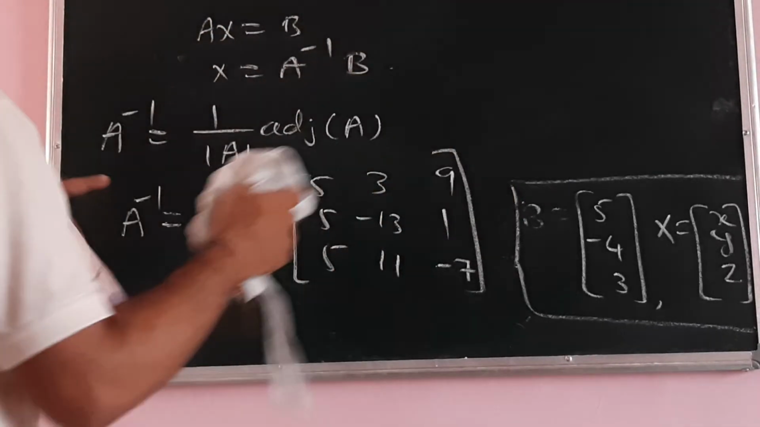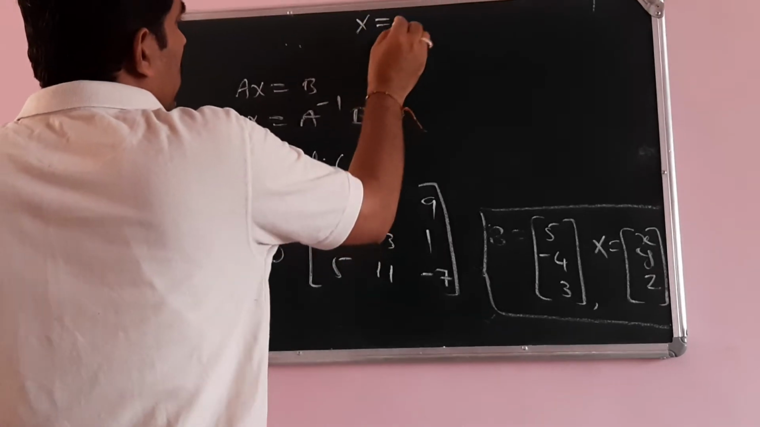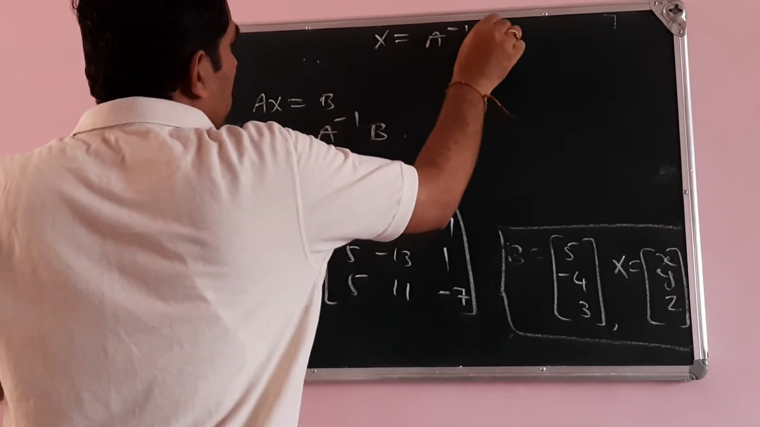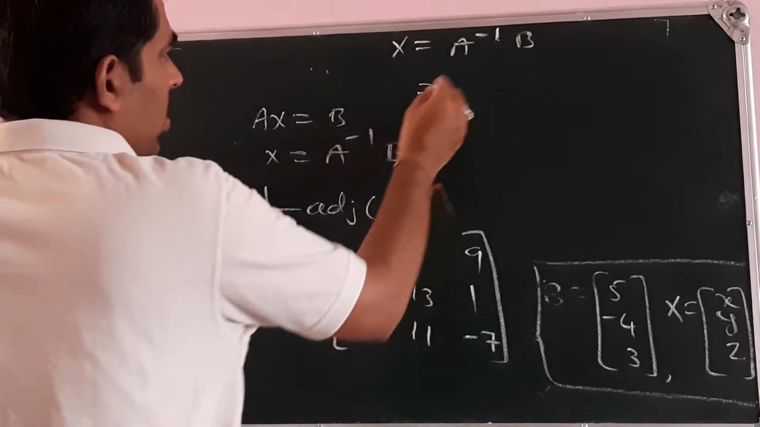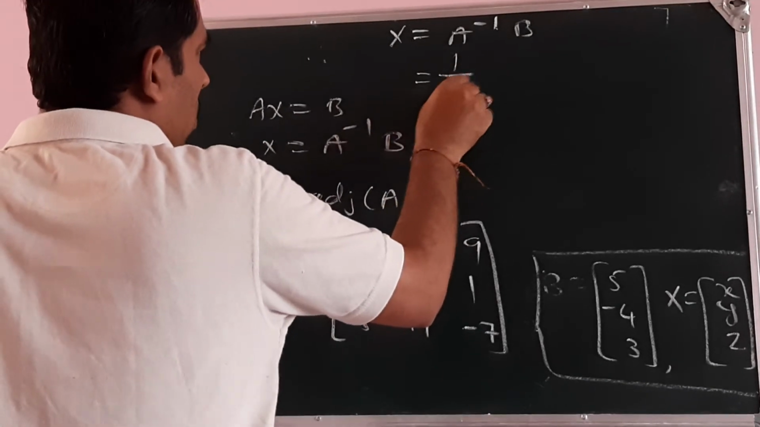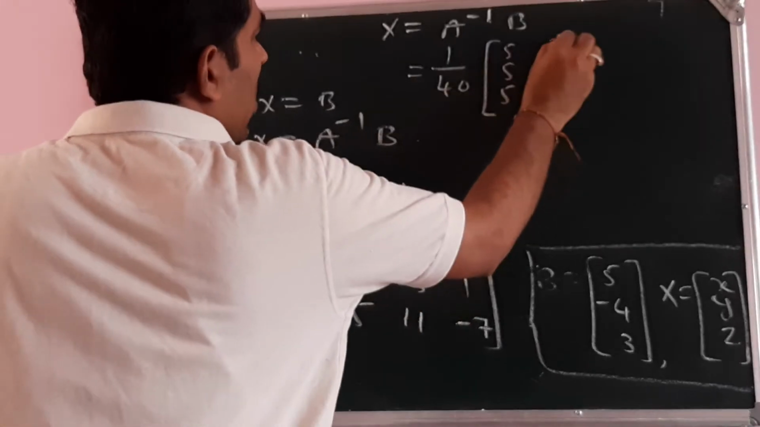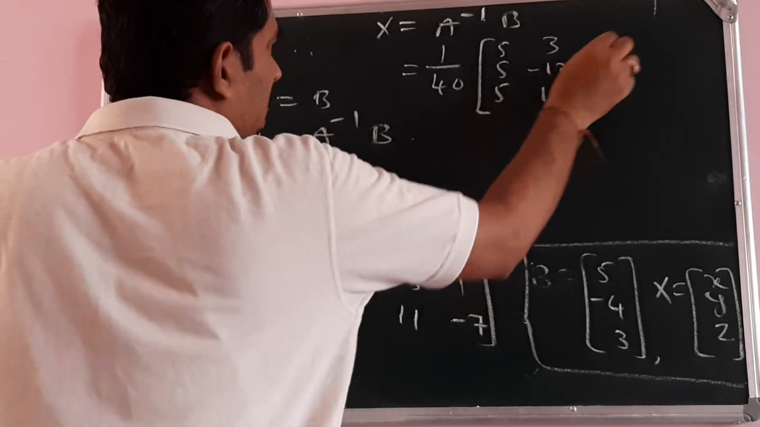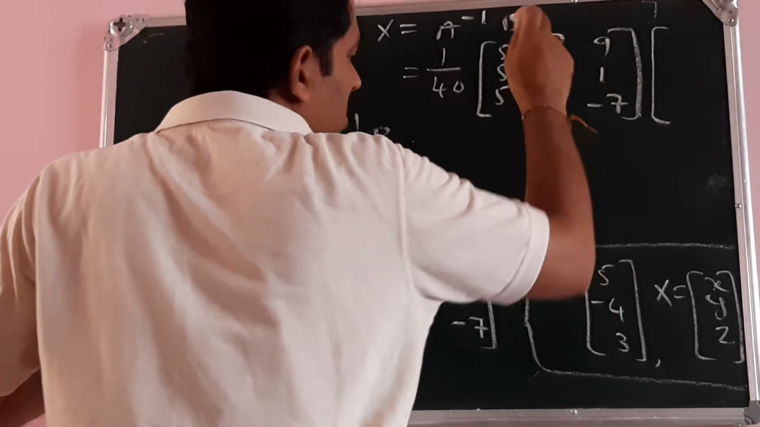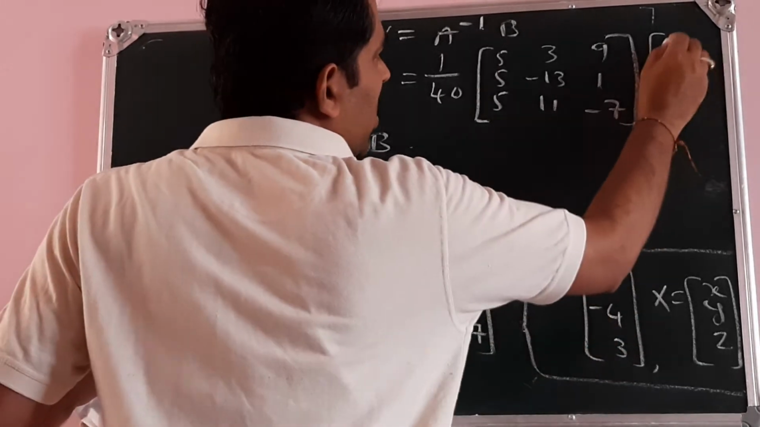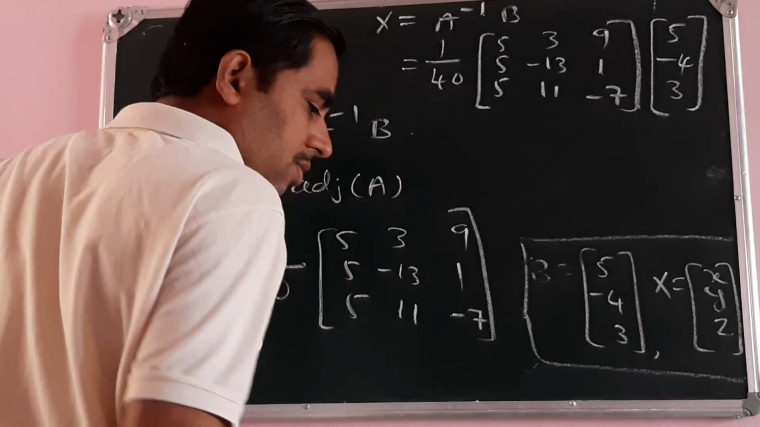So next, we will solve for x here. So x is equal to A inverse B. So what is A inverse? We replace this whole thing: 1 by 40 into, once again writing the matrix, 5, 5, 5; 3, minus 13, 11; 9, 1, minus 7, into this B. B is a constant column matrix containing constants. So I write 5, minus 4.